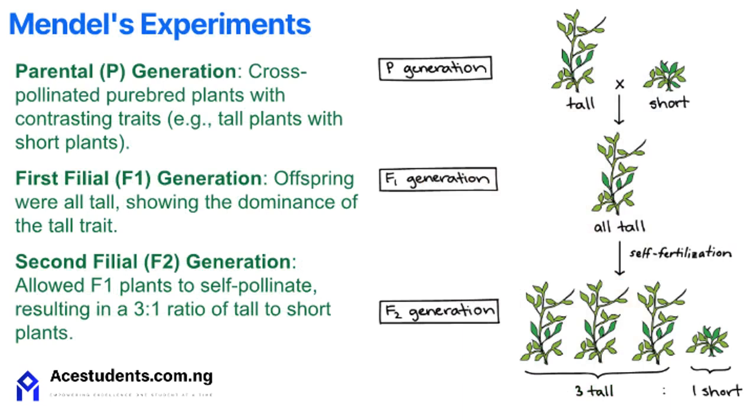Mendel began his experiments by cross-pollinating purebred plants with contrasting traits. For example, he crossed tall plants with short plants to observe the resulting offspring. In the first filial, F1, generation, Mendel observed that all offspring were tall, demonstrating the dominance of the tall trait over the short trait. Mendel then allowed the F1 plants to self-pollinate, resulting in a second filial, F2, generation with a 3:1 ratio of tall to short plants. This showed the reappearance of the recessive short trait.